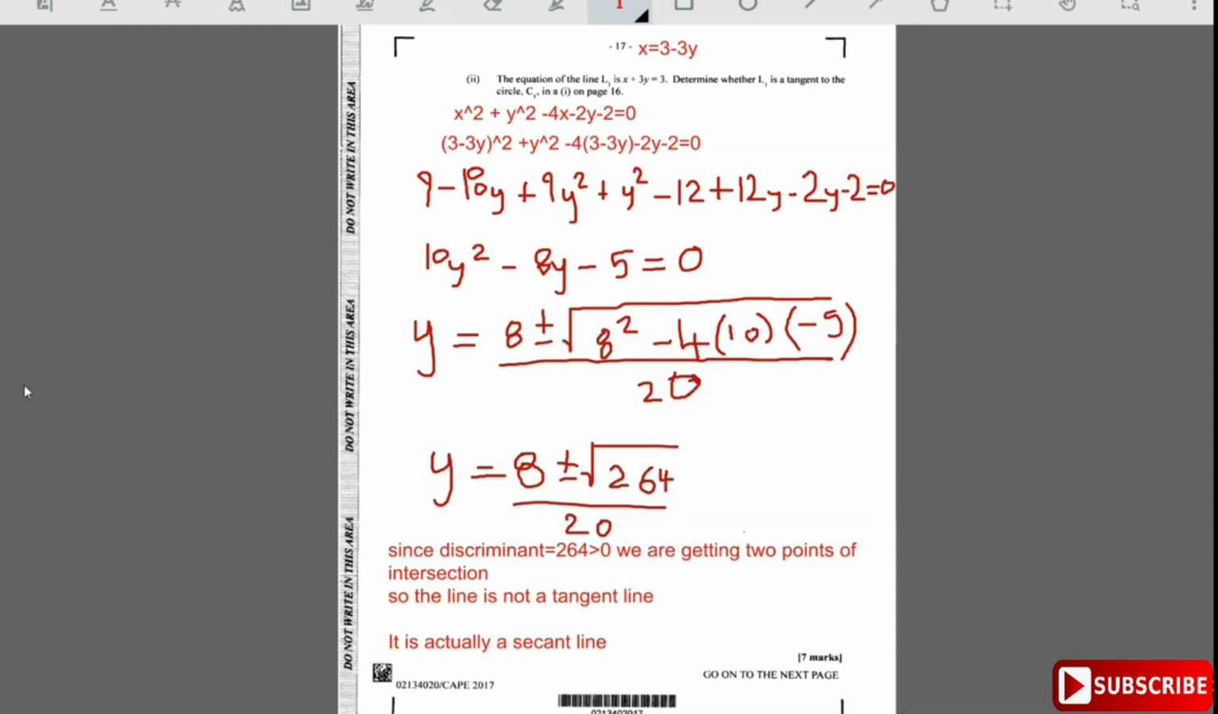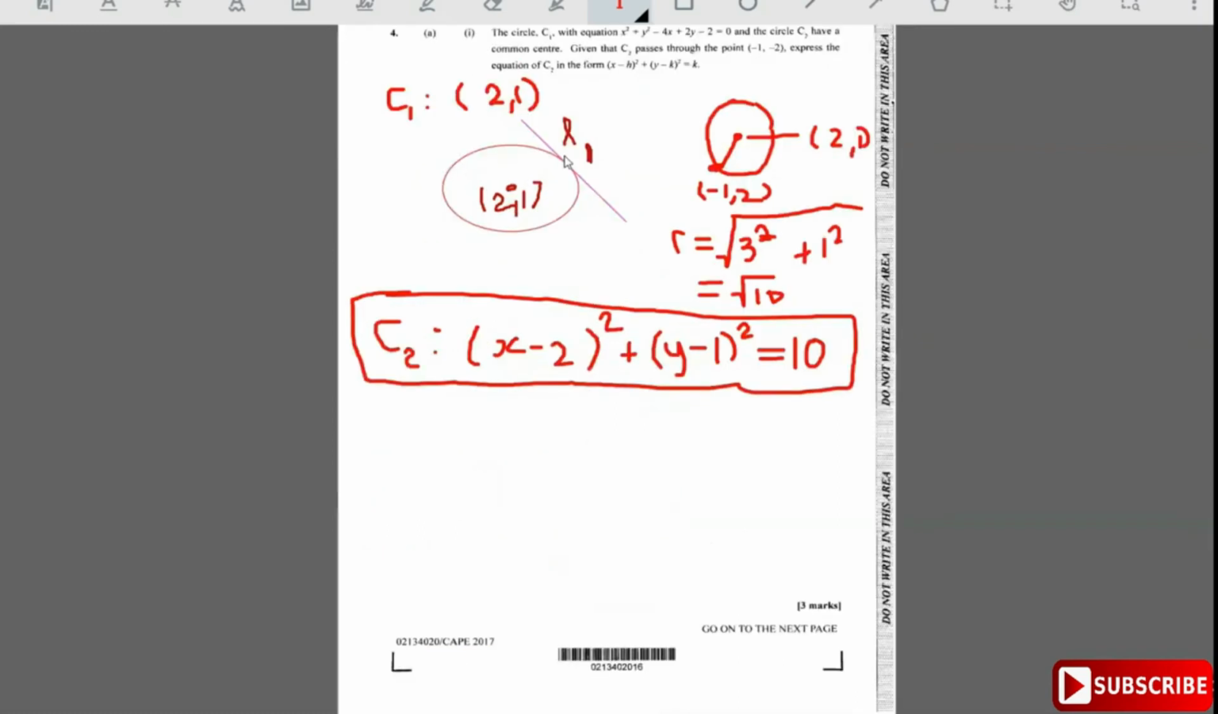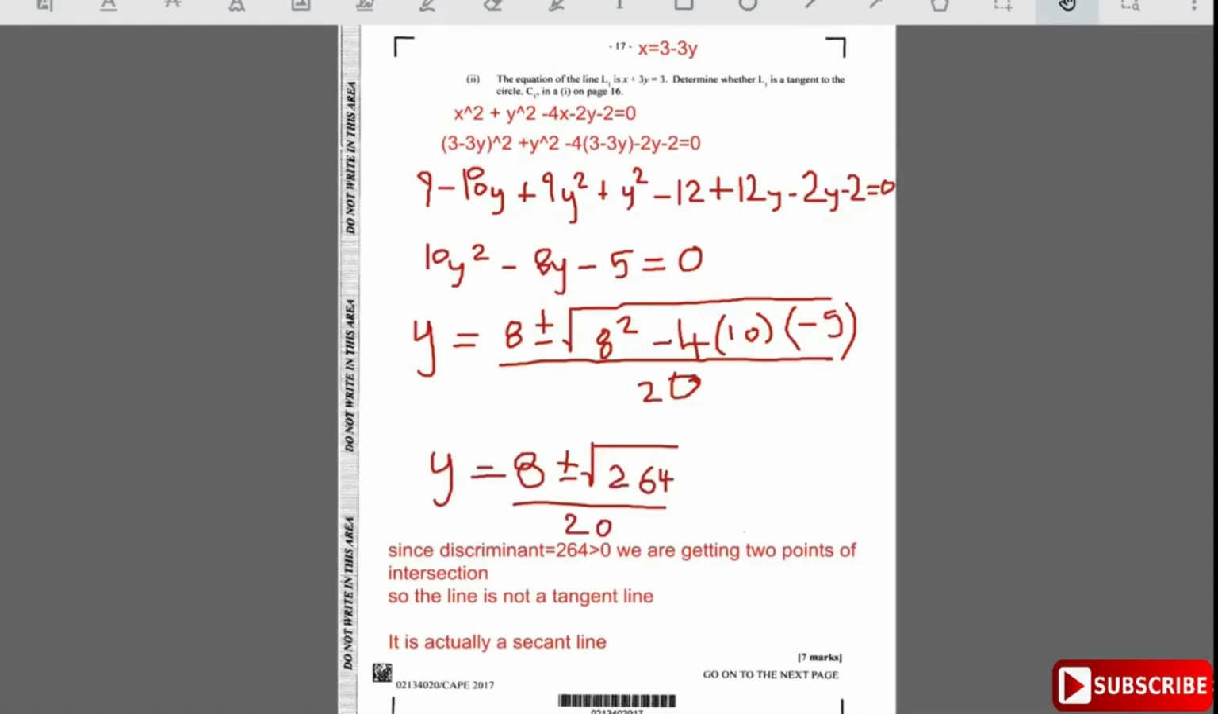That's all. So maybe the line looks something like this. If I were to click on the line, it just looks something like this. Right, it just passes through 2 points. Just a secant line. Nice.